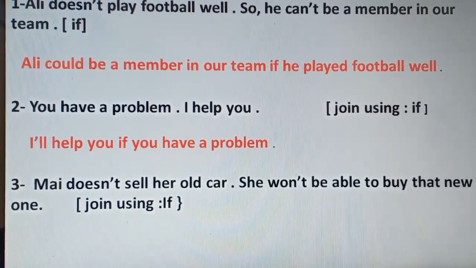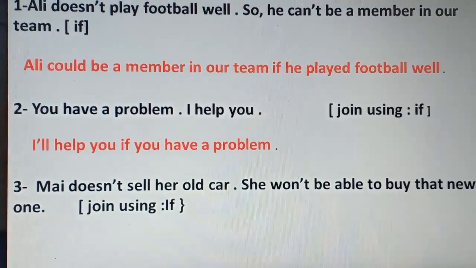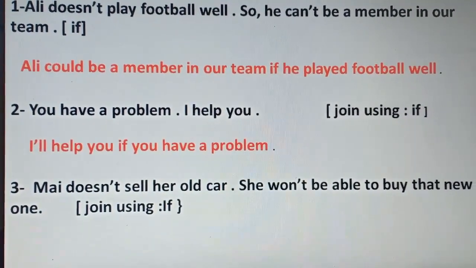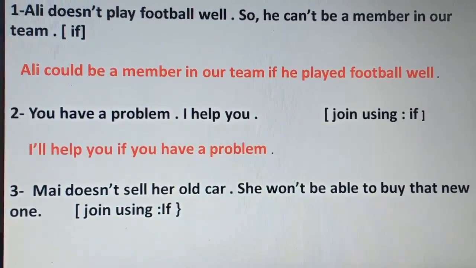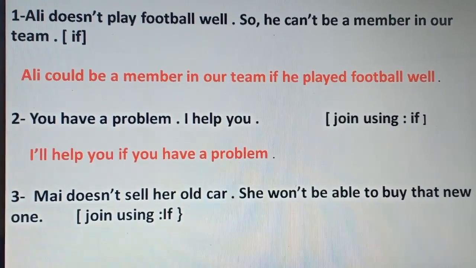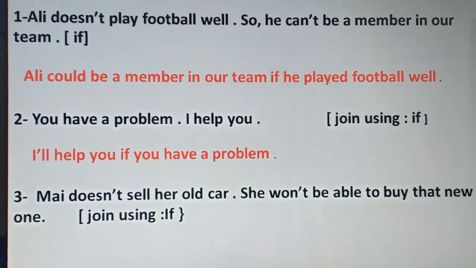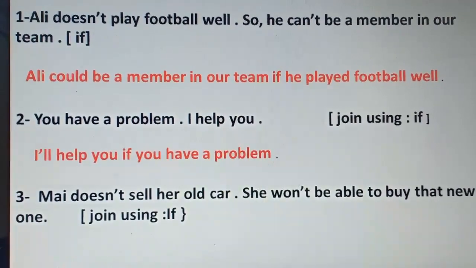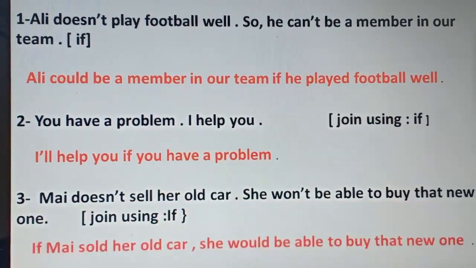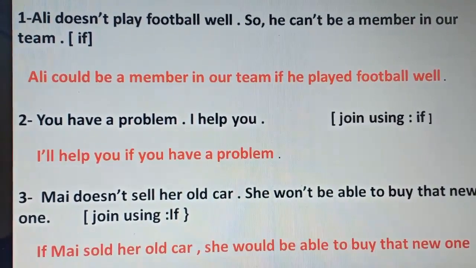Number 3, May doesn't sell her old car. She won't be able to buy that new one. So again here, there is nothing that is possible to happen here. So I'm going to wish something different. That's if type 2. If as past, then the other part would or could. If May sold her old car, she would be able to buy that new one.